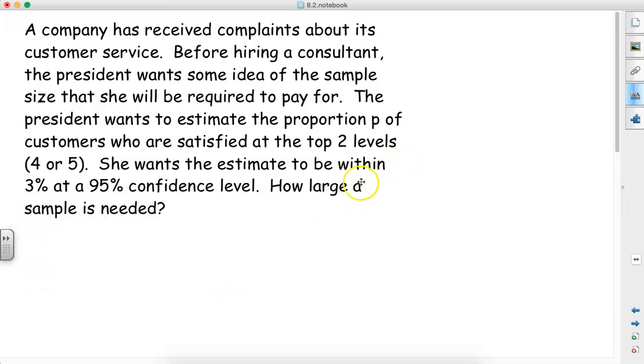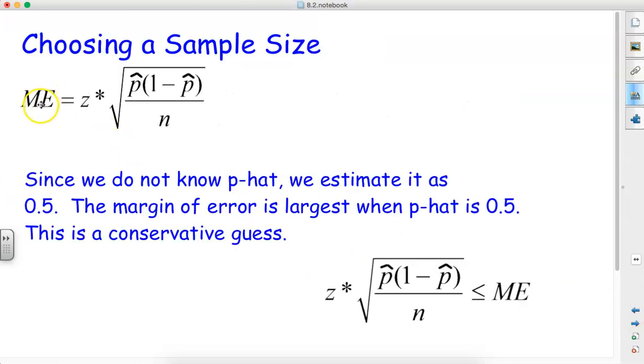Okay, so the big idea is right here, 95% confidence level. So that tells us that our Z star has to equal 1.96, right? That's the value for 95% confidence level that is our critical value. All right, now the margin of error, we want to be within 3%. So the margin of error is going to be 3%.